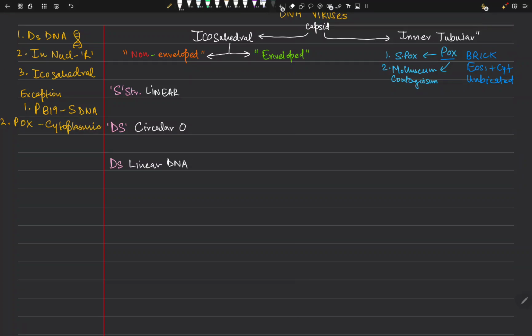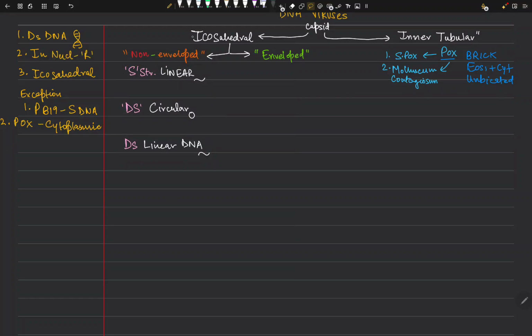So we have this circular type, we have this linear one, and then again we have a linear one. So single-stranded linear, double-stranded circular, and double-stranded linear. Three types under non-enveloped. Now let's talk about single-stranded linear DNA first. The only DNA virus that is single-stranded is Parvo B19.